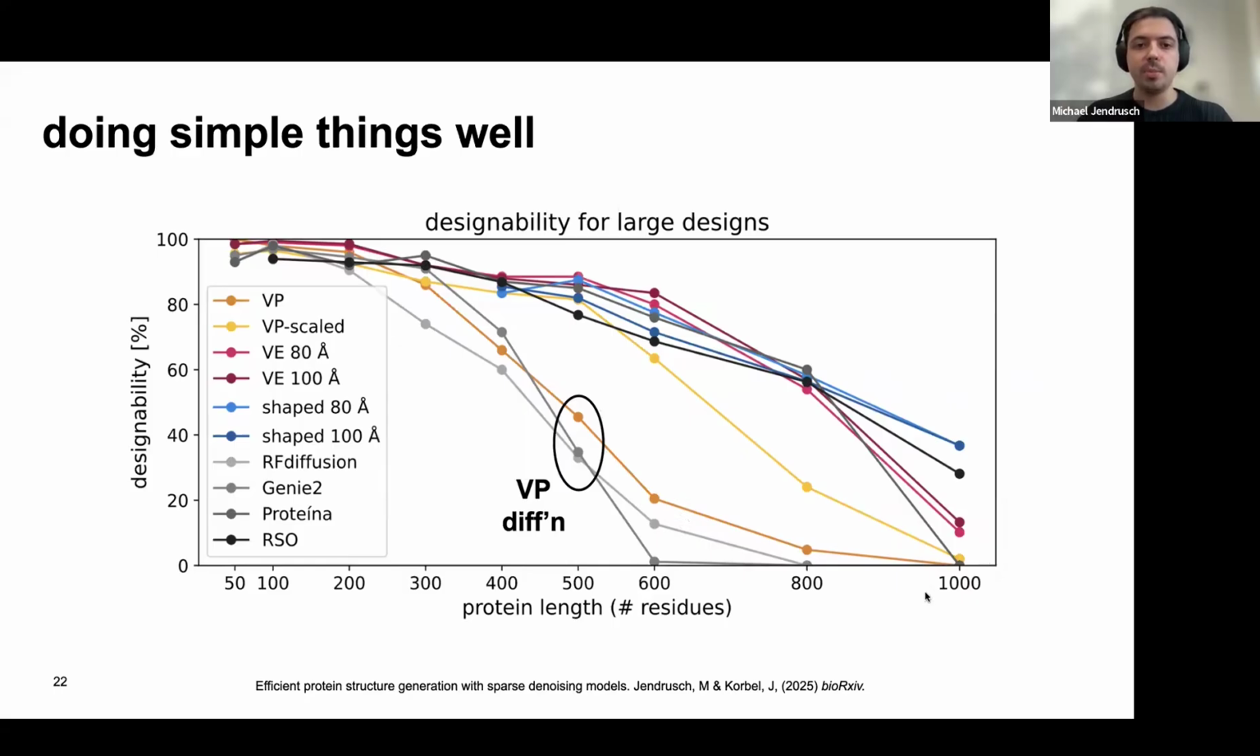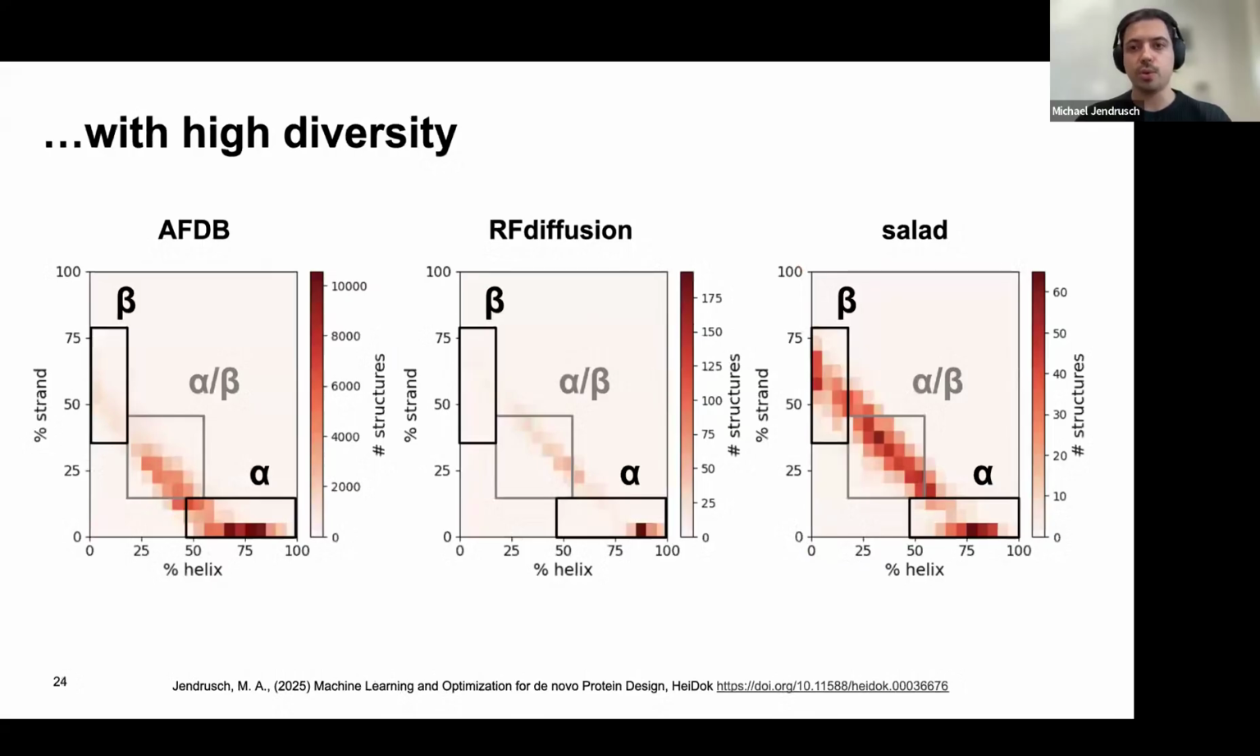So we wondered why that might be, and changed the way noise is added to the proteins, and developed this shaped noise approach to noising the input protein structures, which allowed us to generate proteins up to 1,000 amino acids long with reasonable designability, and also with high diversity in terms of secondary structure.